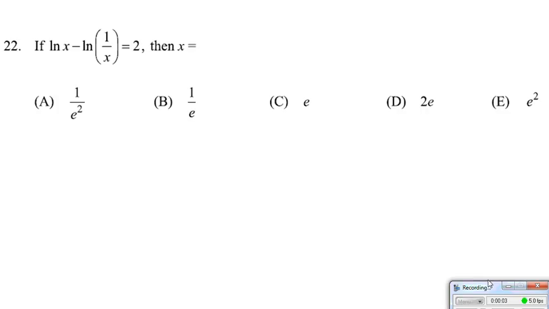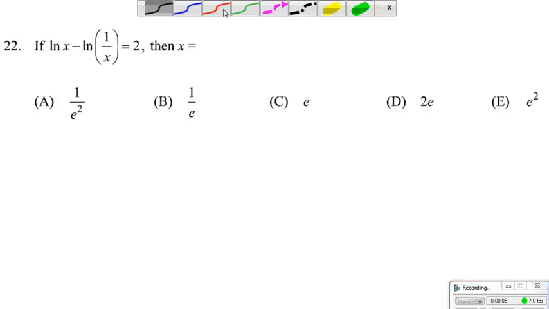Hello guys, so this is the weekly review, part 2. So let us look into this question together.